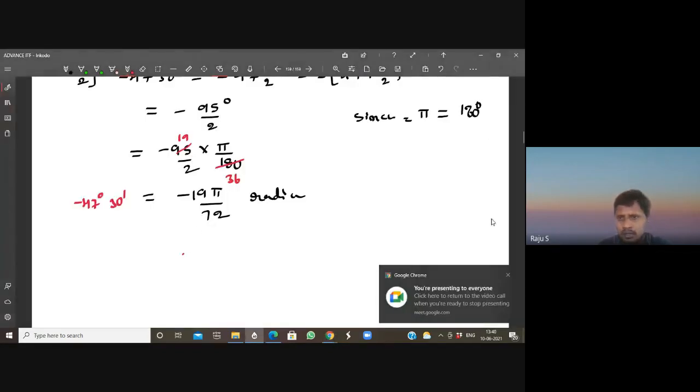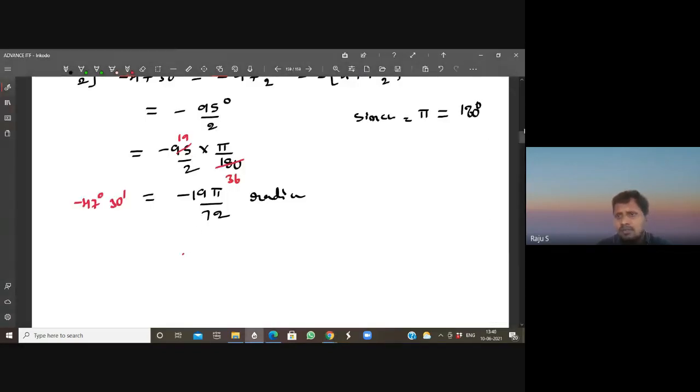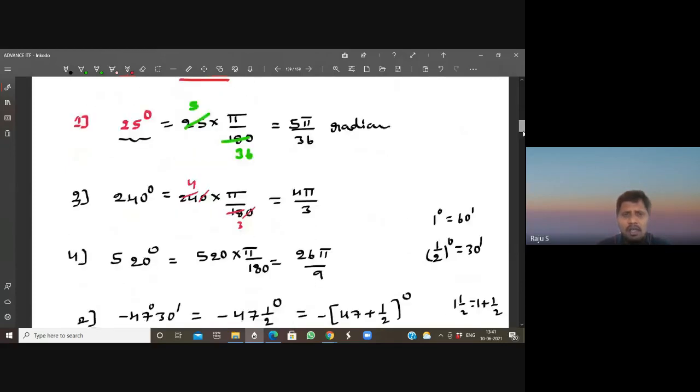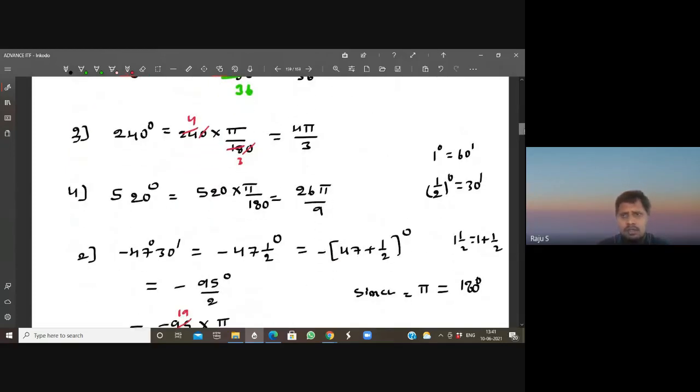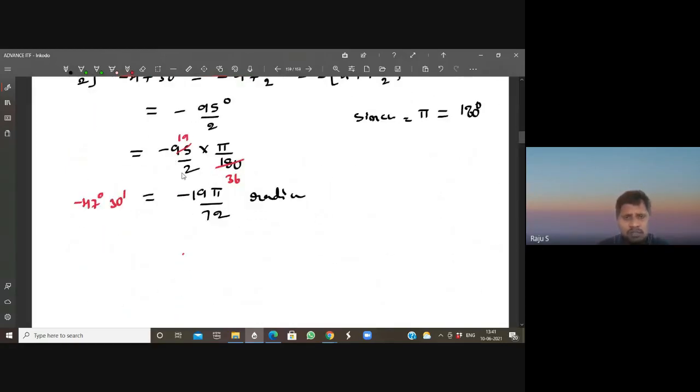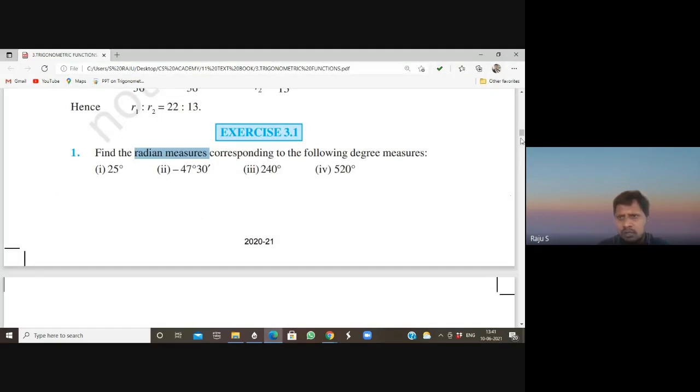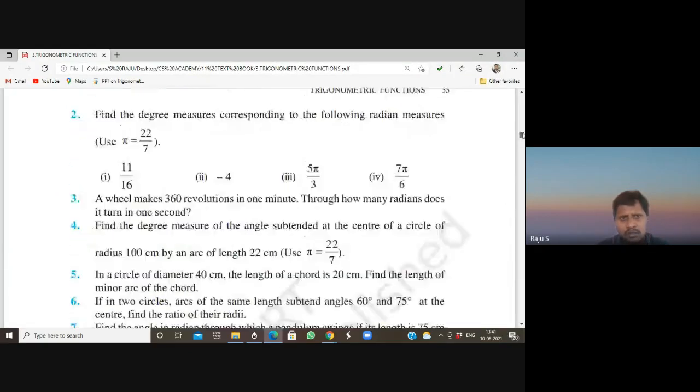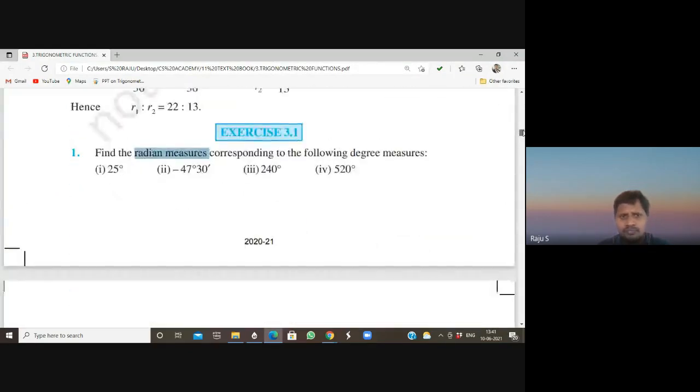Any doubts, students, in this? Any question is there? Again, next questions, again we need to convert degrees into radians. I think the 5th question or 6th question, something. Anyhow, this is the first question.